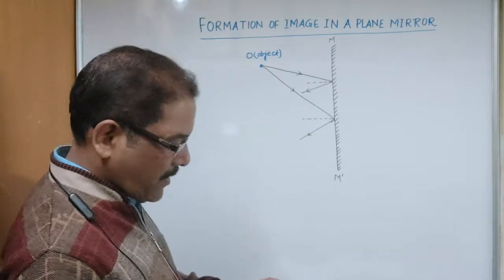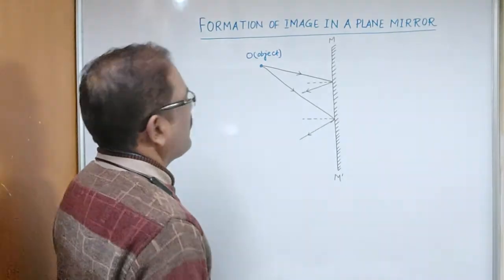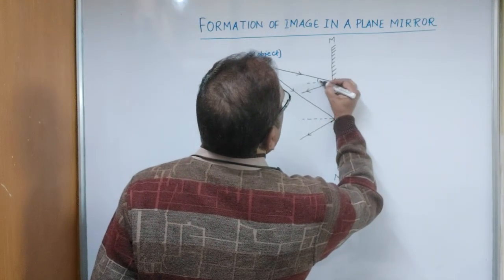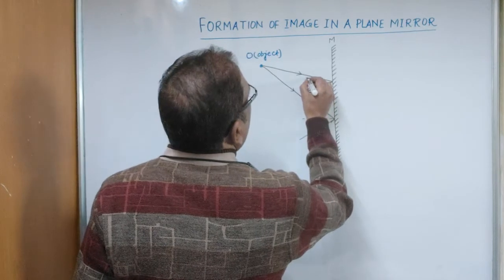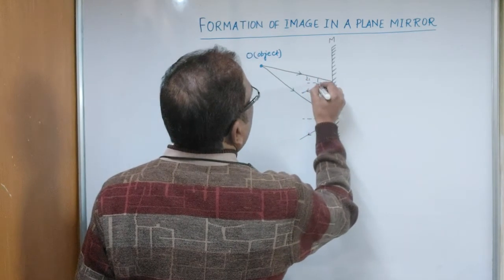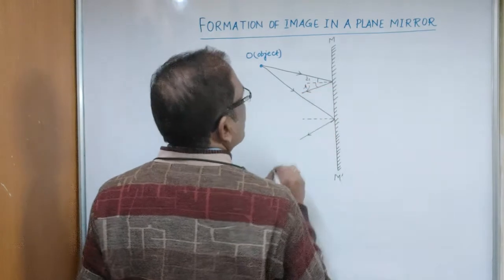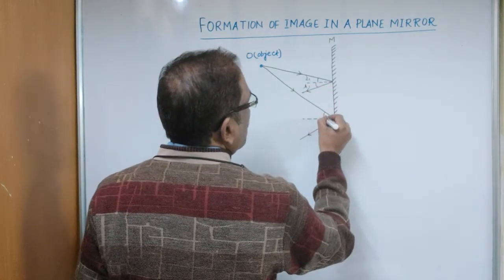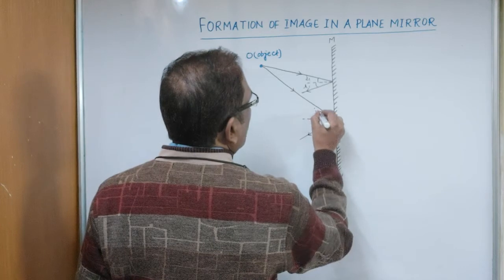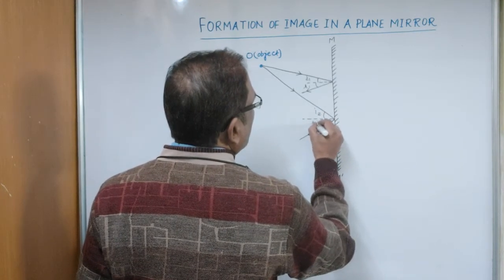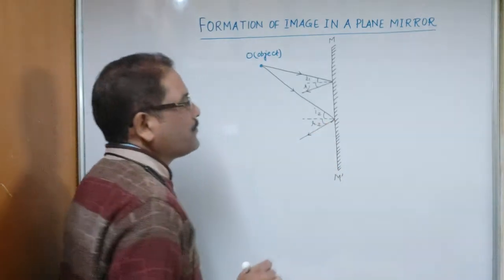Now you have to mark the angle of incidence and angle of reflection also. So this is first angle of incidence. So mark it as I1. This is angle of reflection. So R1. This is another angle of incidence, so mark I2, and this is angle of reflection, so mark R2.